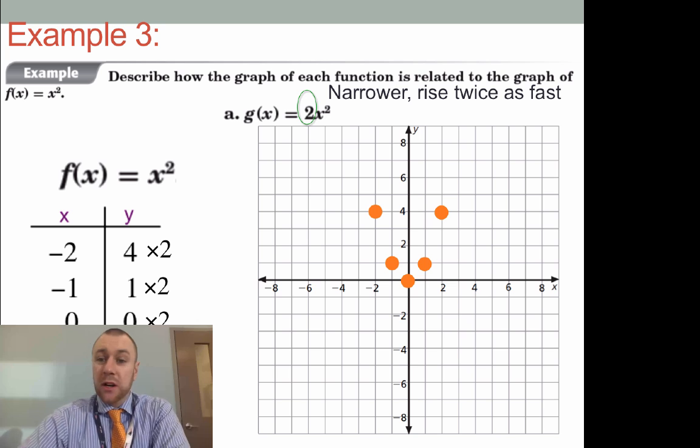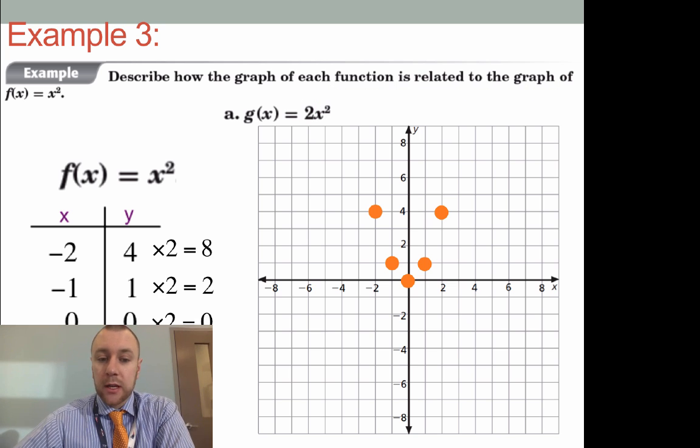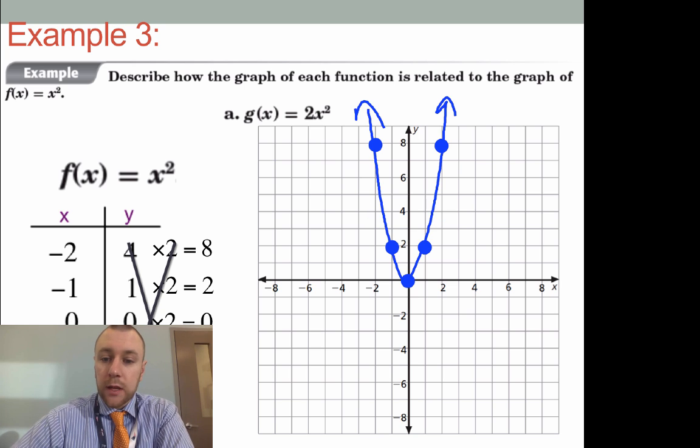It's going to get narrower. It's going to rise twice as fast. So I multiply them. It's going to come out to be 8, 2, 0, 2, and 8. So those are my new y values. My x values do not change. Okay, so I ignore all of the other stuff, and now I just plot -2, 8, -1, 2, 0, 0, 1, 2, and 2, 8. You'll notice that the blue are now my new function, and I can graph my parabola. So you notice that it's narrower.